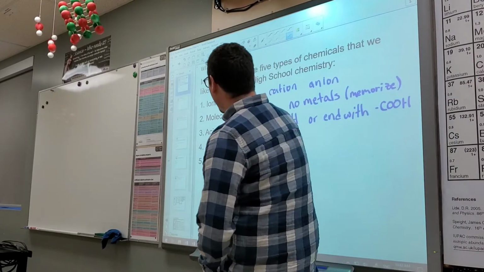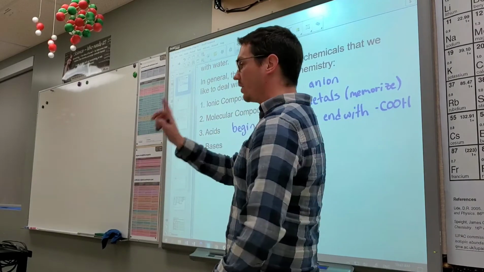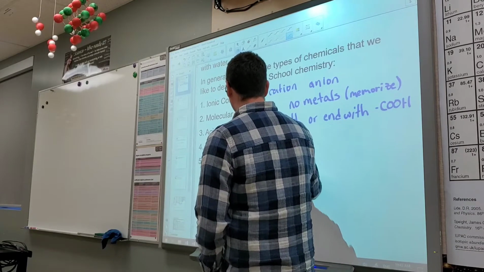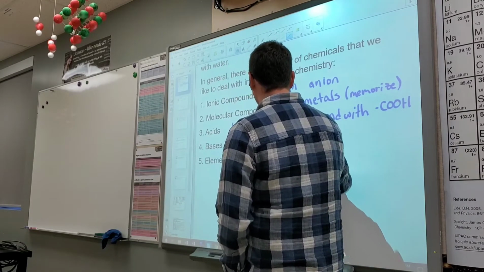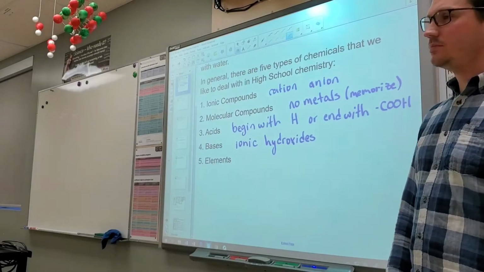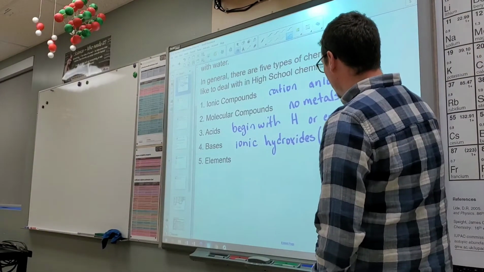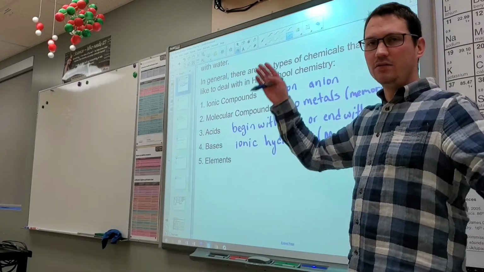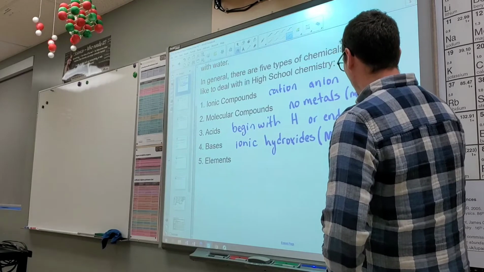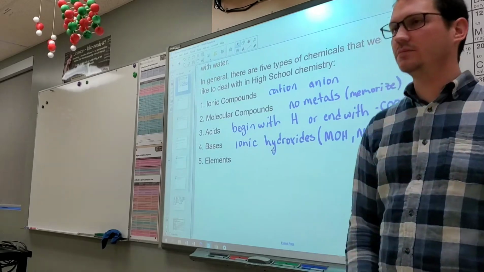Okay? Bases. As far as you're concerned right now, bases are always ionic hydroxides. What does that mean? It looks like M, just standing for metal, right? Any metal, whatever, and then OH, or M(OH)2, or something like that.